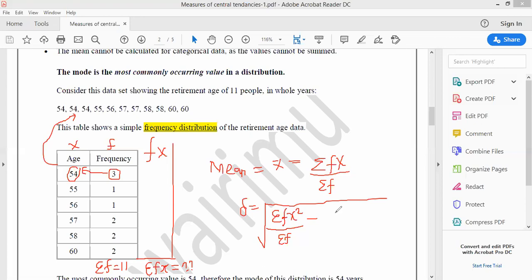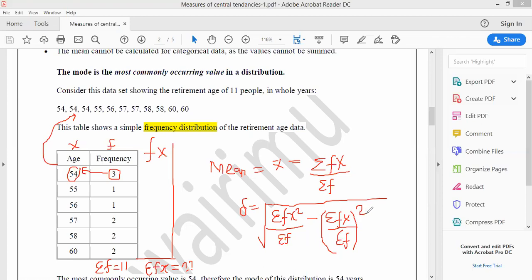Then you subtract the sum of the frequency multiplied by the corresponding data variable, divided by the sum of the frequencies. How many observations do you have there? And remember this part, you require to square it.